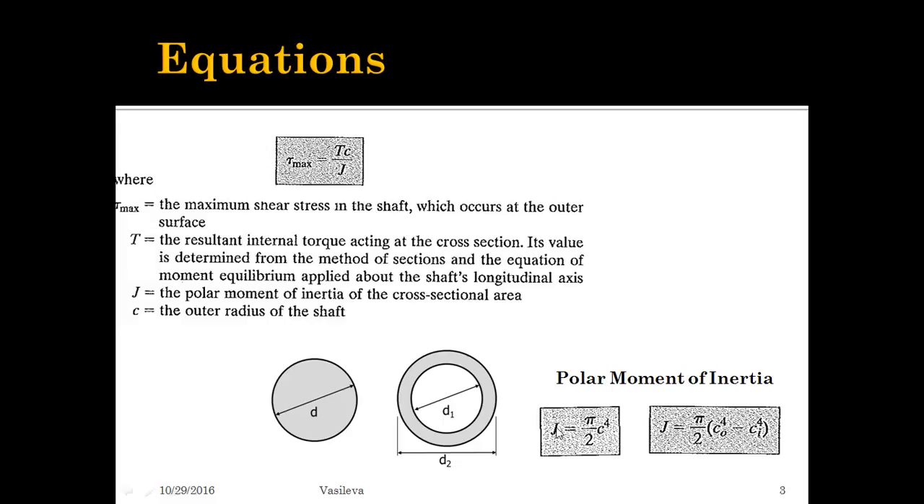For polar moment of inertia, we have two equations. Pi over 2 c to the fourth, where c is the outermost radius, is used for a solid shaft, so c would just be your outermost radius. Then pi over 2 times c outer to the fourth minus c inner to the fourth is used whenever you have a hollow rod. So you would use the inner radius and the outer radius to calculate the polar moment of inertia. This is for a solid shaft, this is for a hollow shaft.